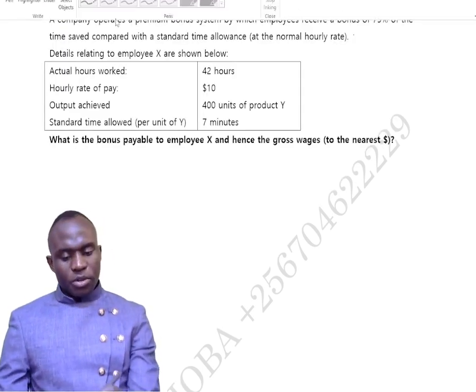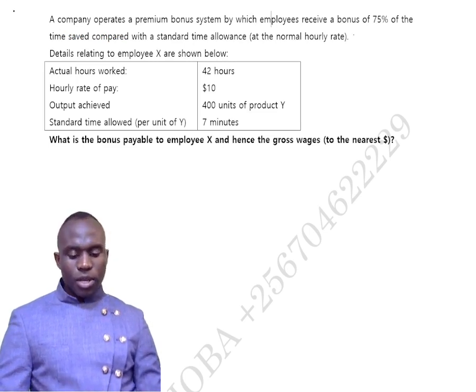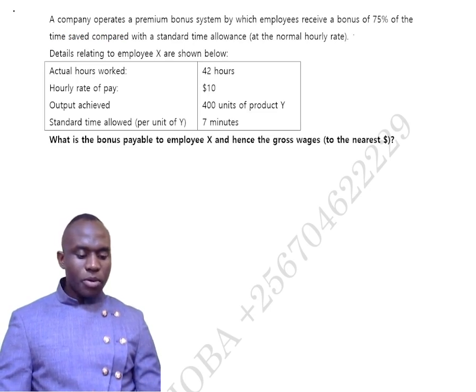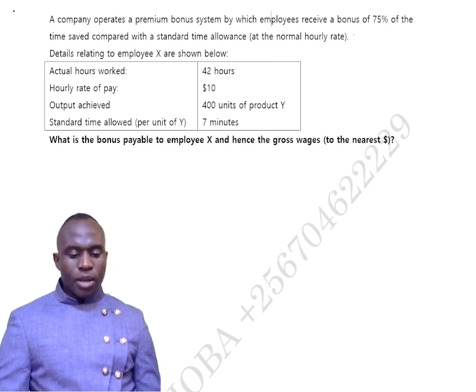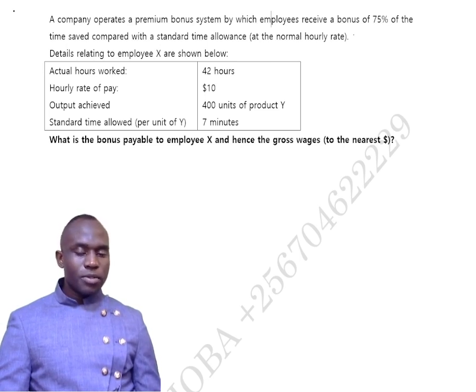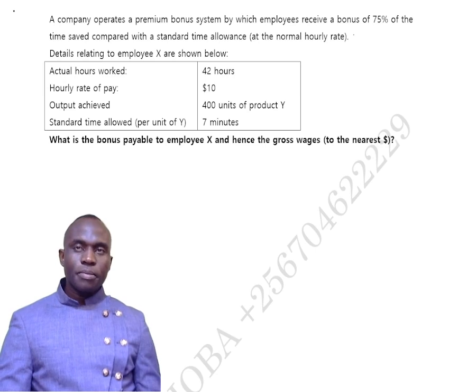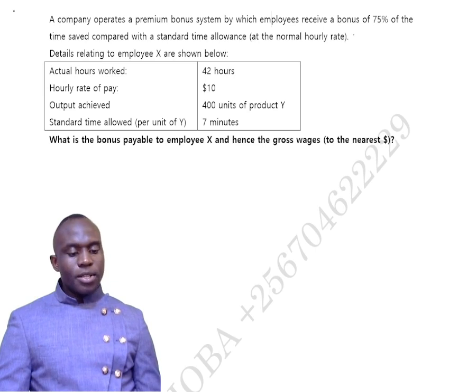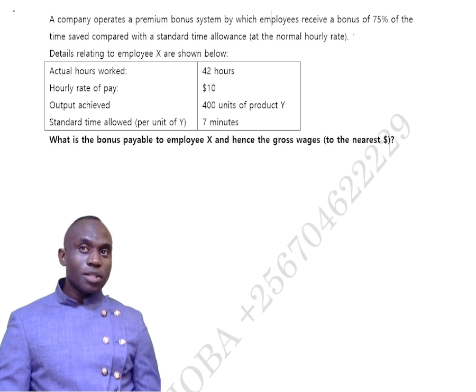So now we can look at a question. Exam technique, never forget, you start by reading the question. So the question is, what is the bonus payable to employee X and hence the gross wages to the nearest dollar? So company operates a premium bonus system by which employees receive a bonus of 75% of the time saved compared with the standard time allowance at the normal hourly rate. So it means bonus is paid at 75% of the normal basic payment. Now details relating to employee X are shown below.